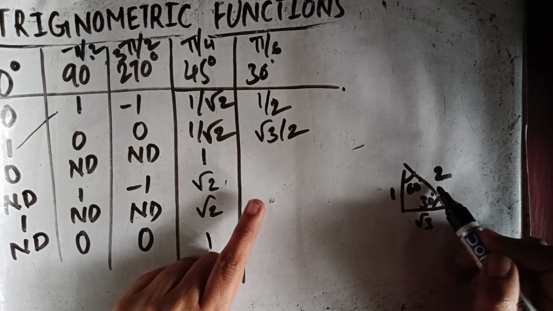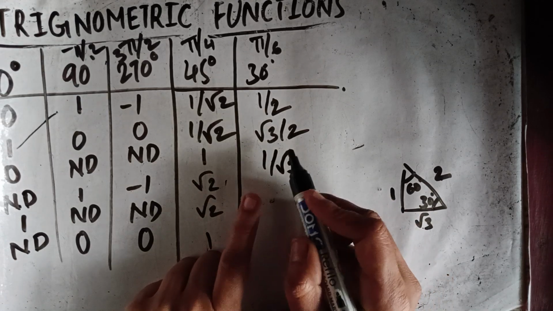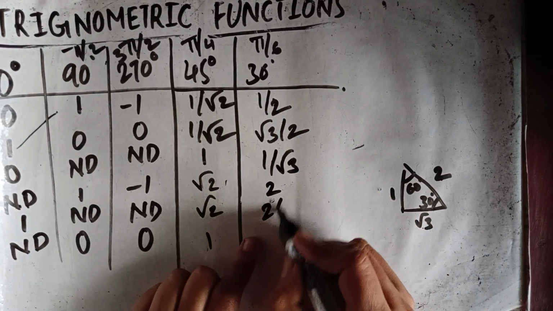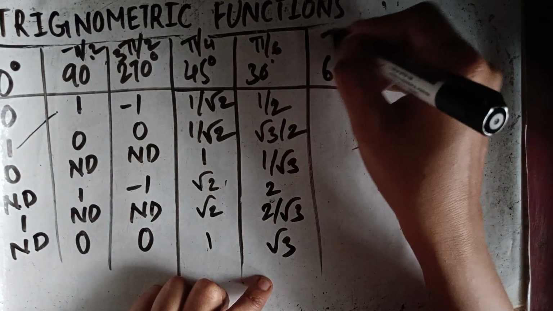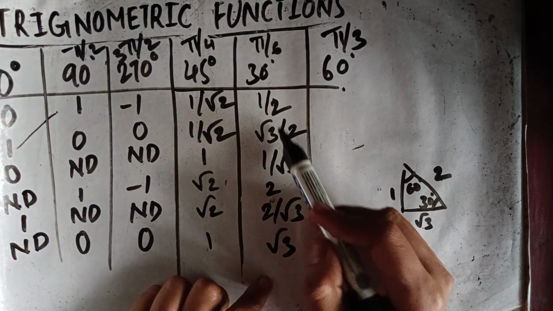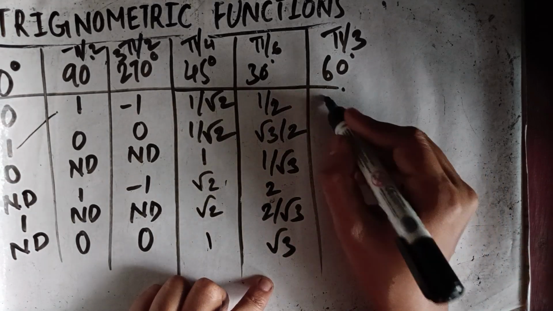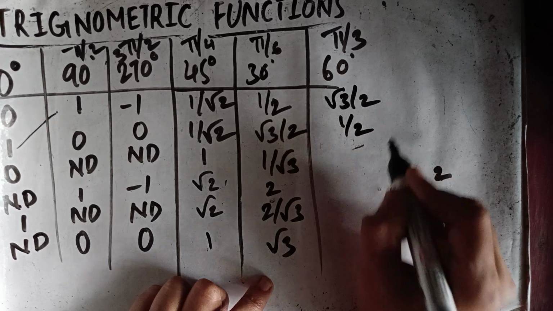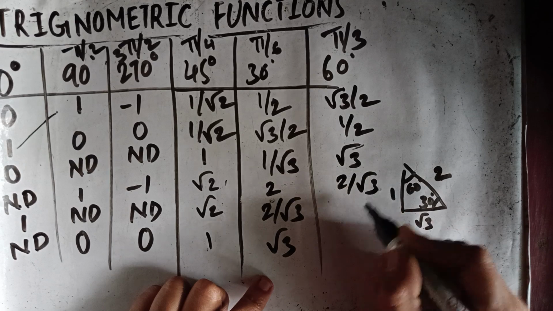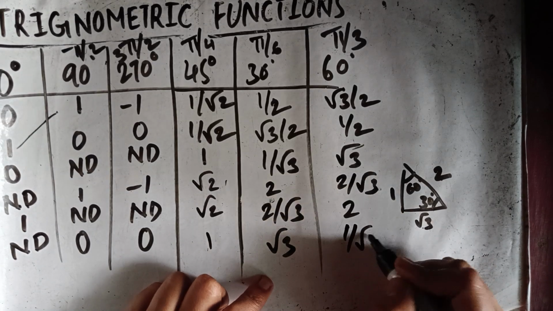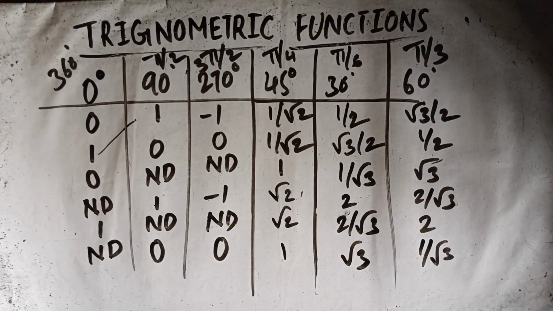then tan 30 is 1 upon root 3. Then you take the reciprocals, 2 upon root 3 and root 3. For 60 degree you can find it by using the triangle, or you can write this: the cos of 30 is the sine of 60. So this is root 3 by 2, half, root 3, 2 by root 3, 2, 1 upon root 3. This way you can remember the values.